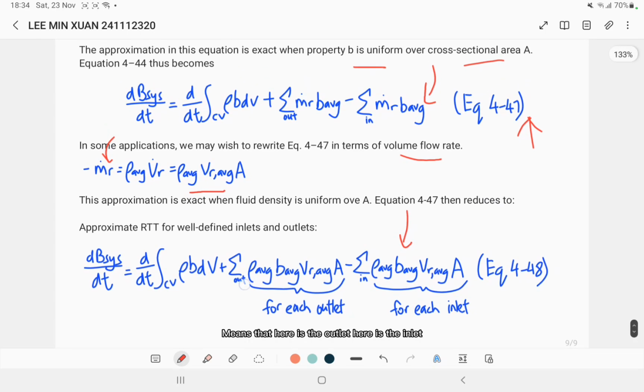Here is the outlet, here is the inlet. Same goes for here: here is the outlet and here is the inlet.